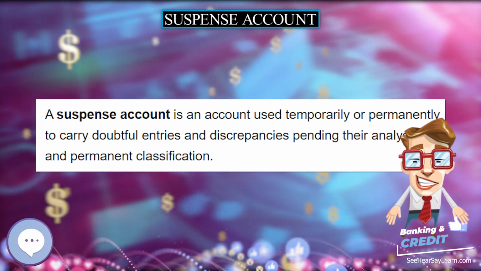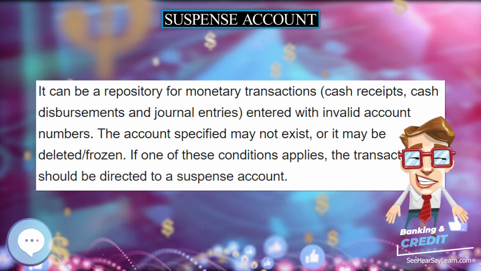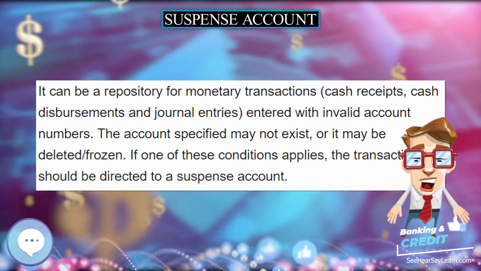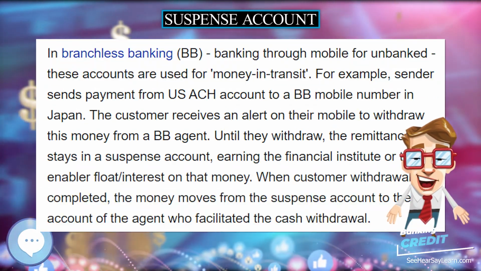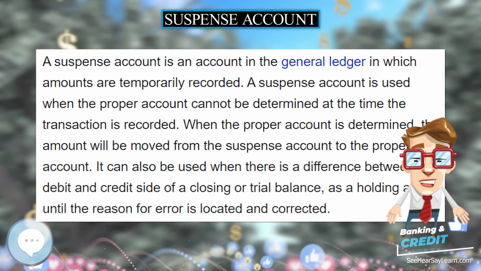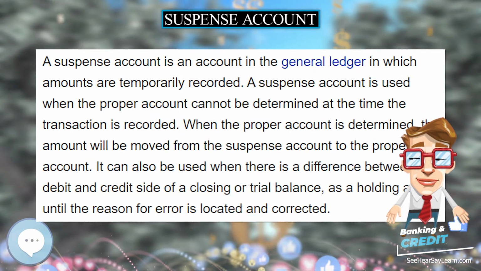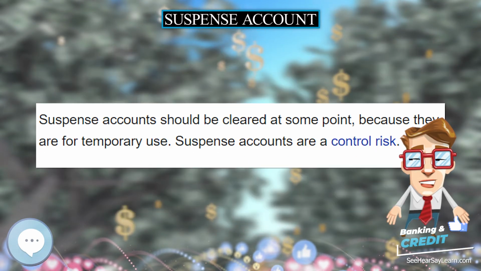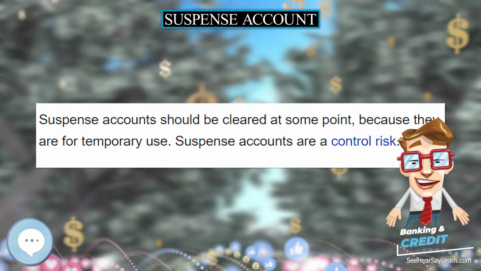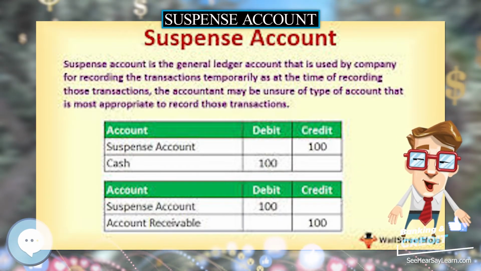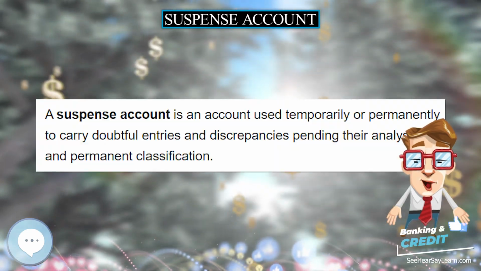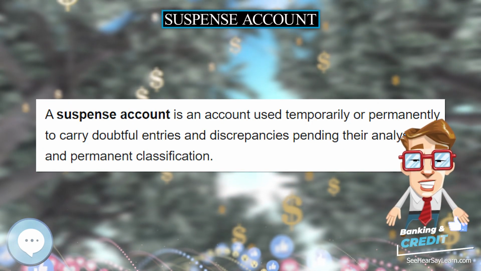A suspense account is an account in the general ledger in which amounts are temporarily recorded. A suspense account is used when the proper account cannot be determined at the time the transaction is recorded. When the proper account is determined, the amount will be moved from the suspense account to the proper account. It can also be used when there is a difference between the debit and credit side of a closing or trial balance, as a holding area until the reason for error is located and corrected. Suspense accounts should be cleared at some point, because they are for temporary use. Suspense accounts are a control risk.